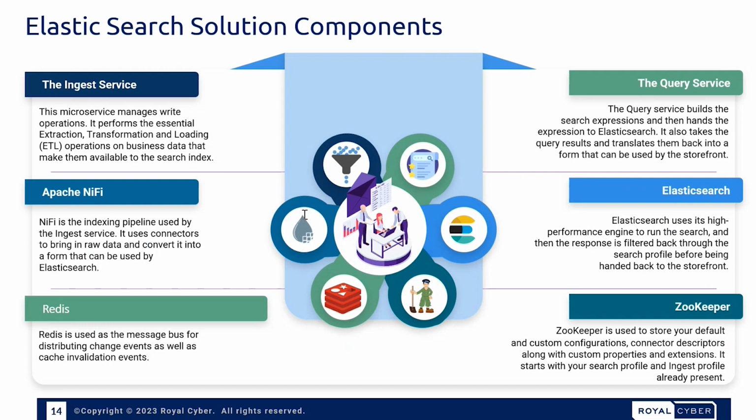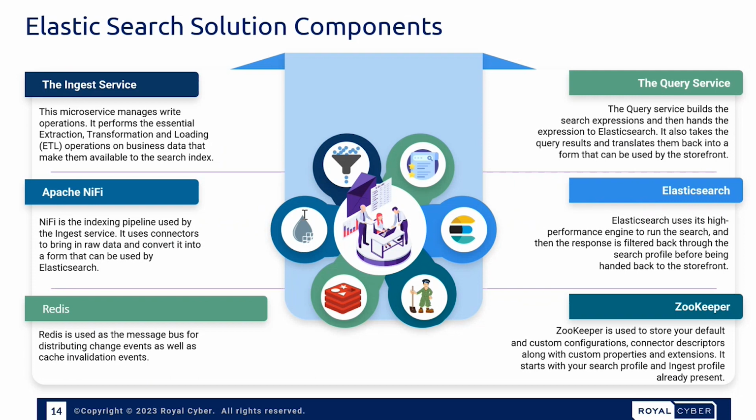Elasticsearch. The query search service and the profile determine the best way to handle the search query. Elasticsearch uses its high performance engine to run the search and then the response is filtered back through the search profile before being handed back to the storefront. Using the search profile to filter the response means that the storefront does not need to know that it's interfacing with Elasticsearch instead of Solr. The index can be built as a separate persistent volume. Elasticsearch's distributed index paradigm allows it to be built and updated on a continuous basis and remains intact even if the other Docker containers are taken down.